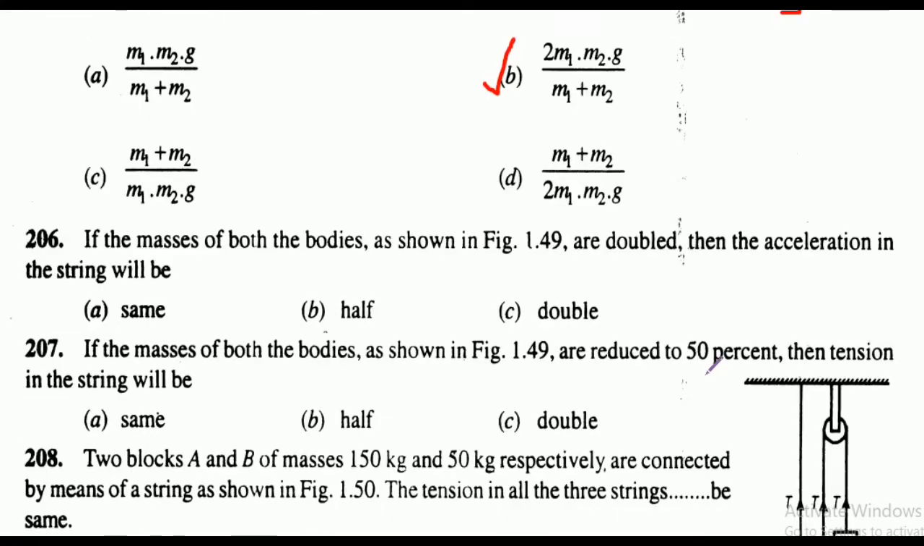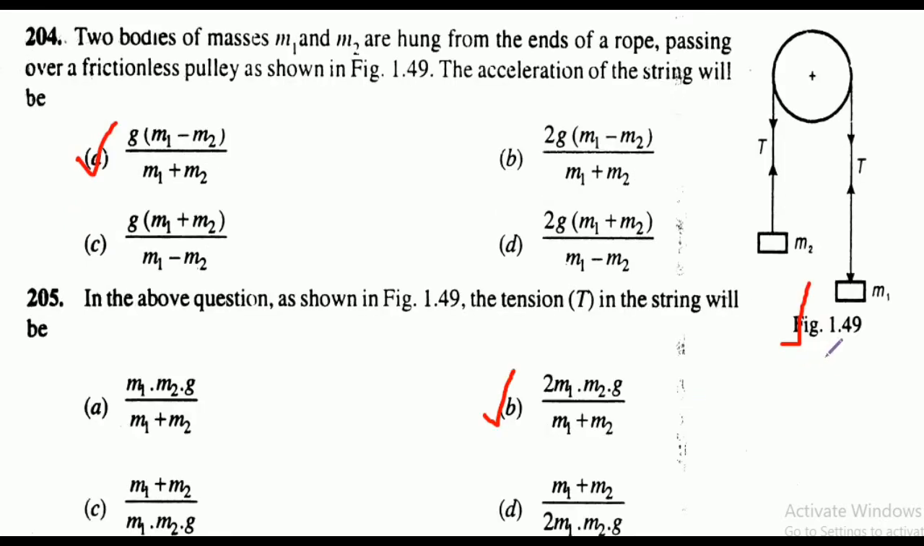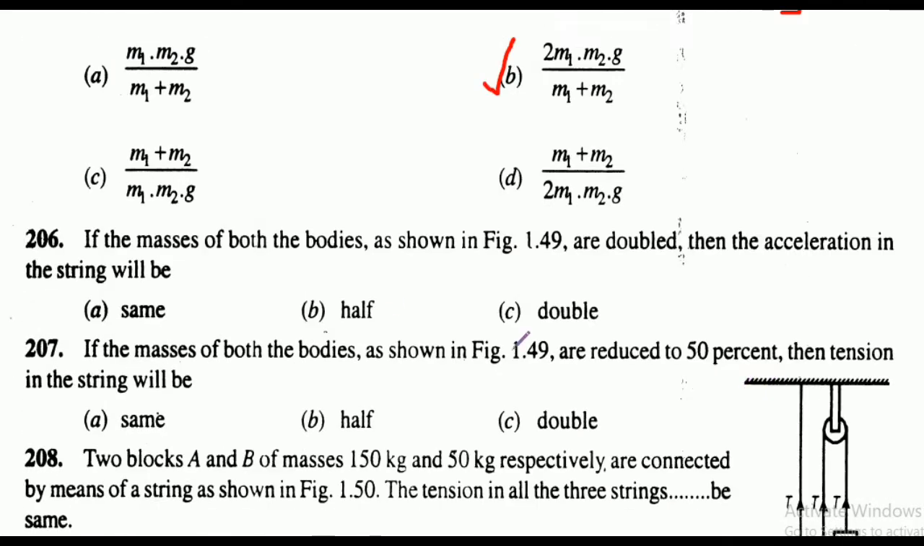Next, for this same figure, figure 1.49, question number 206. If the masses of both the bodies as shown in figure are doubled, then the acceleration in the string will be. Here options are same, half or double. So here the correct answer is option A, that is same.